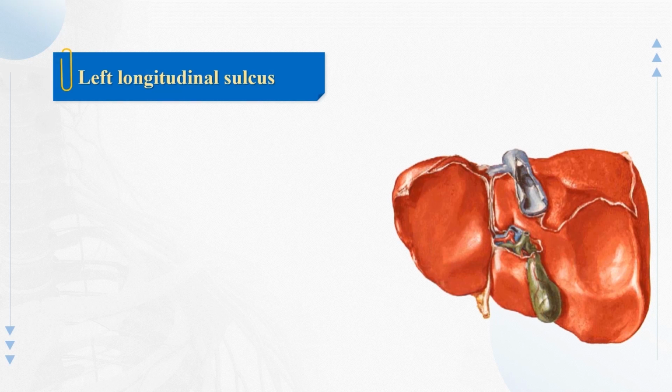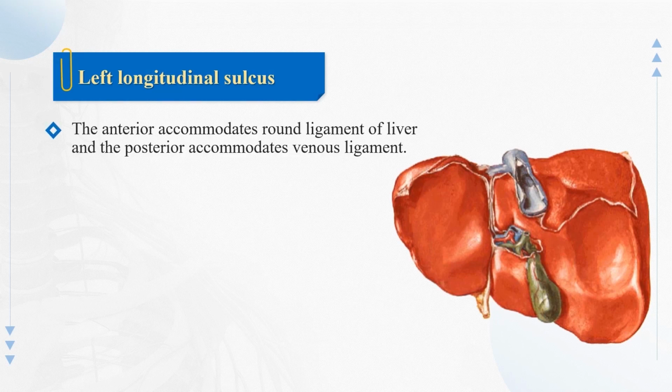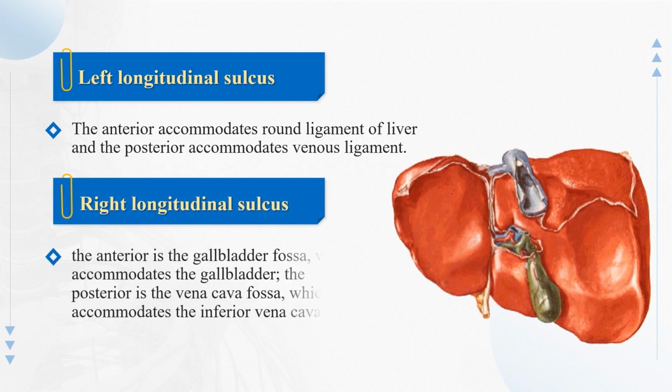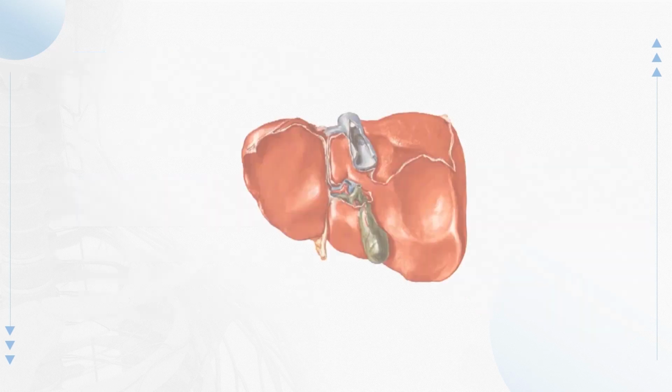Left longitudinal sulcus. The anterior accommodates round ligament of liver, and the posterior accommodates venous ligament. Right longitudinal sulcus. The anterior is the gallbladder fossa, which accommodates the gallbladder. The posterior is the vena cava fossa, which accommodates the inferior vena cava.